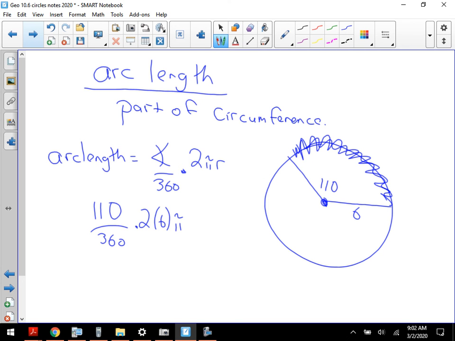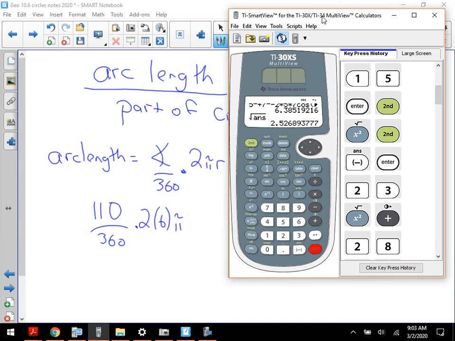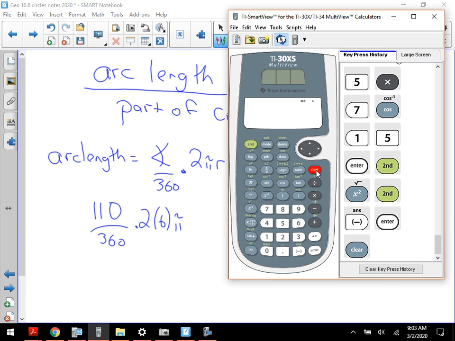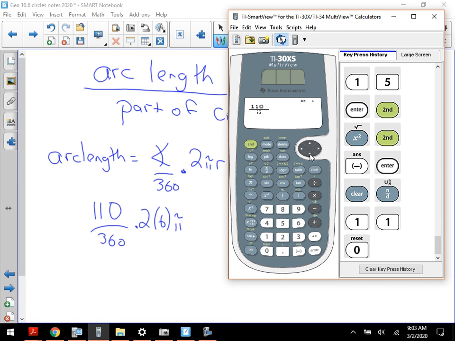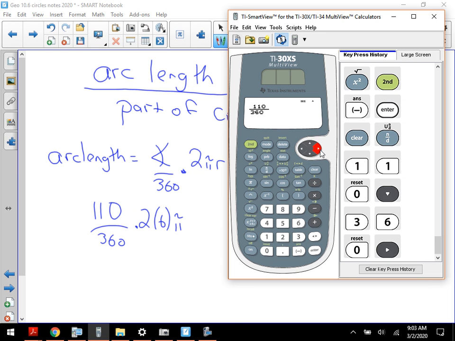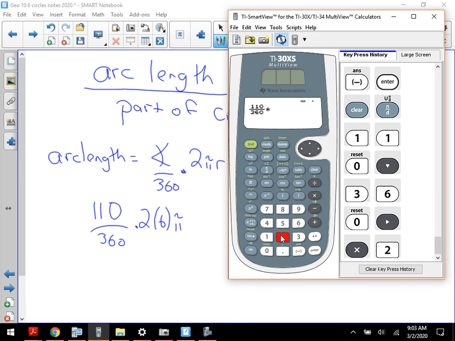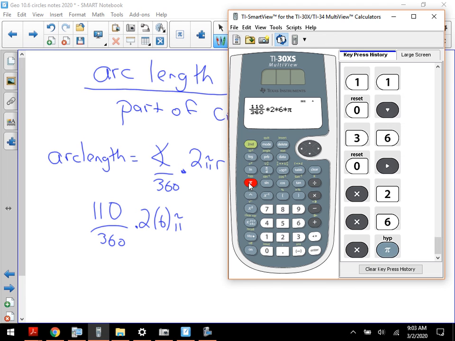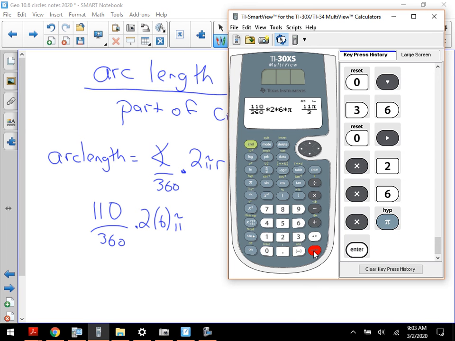All right. What's nice with the multi-view calculators is that we have fraction marks. We've got the pi button. We've got all that stuff. So once you get to this, you're literally just typing it in the calculator. There's a button for it. I'll show you. 110 over 360 times 2 times 6 times pi. The pi button is right next to the sign. And then you hit enter. And there's your answer, 11 pi over 3. That's it.